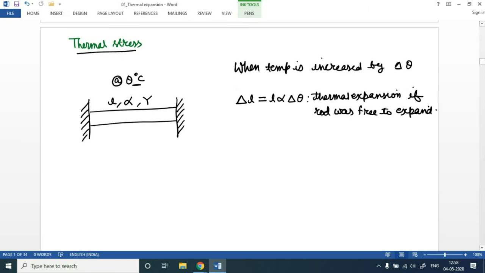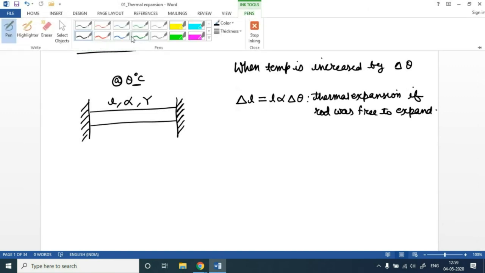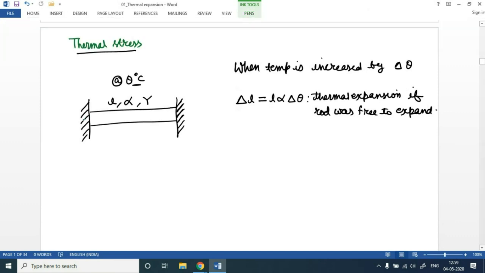Okay, and also you should realize, now see, due to these rigid supports, this rod was not allowed to expand by this much value. It is not allowed to expand, so it is in a strained condition. At the raised temperature it is in strained condition because its natural length would have been L plus L alpha delta theta, but its length right now is L only.